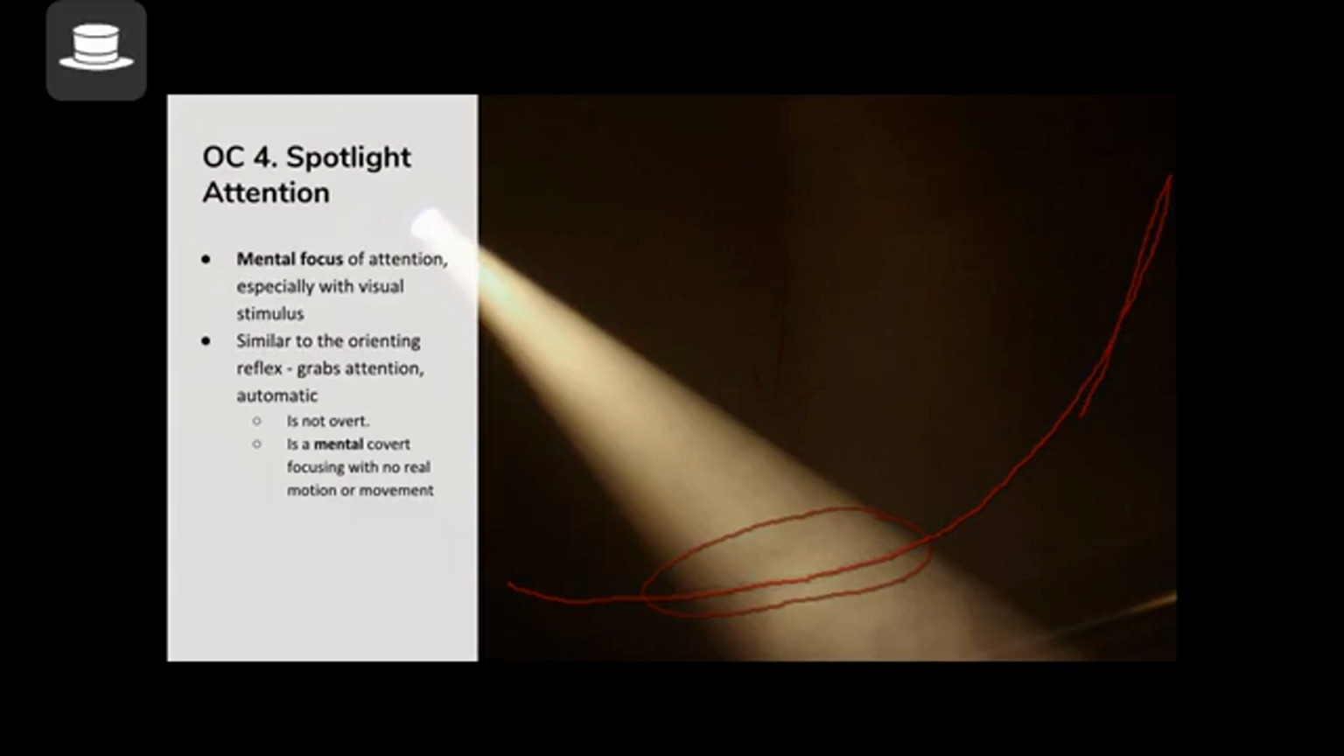Now, this is different from selective attention, where you're consciously selecting a part of the sensed information. In spotlight attention, you are expecting something in one part of your visual field. That expectation is spotlight attention. It is in some ways similar to your orienting reflex that grabs your attention, but it is not, in the sense that you're not turning your head. You're expecting something in a specific spot in your visual field. So there is a mental focusing, not a real movement, a mental focusing.